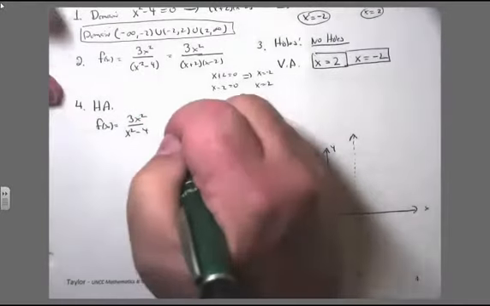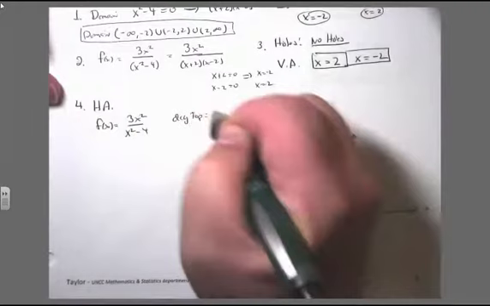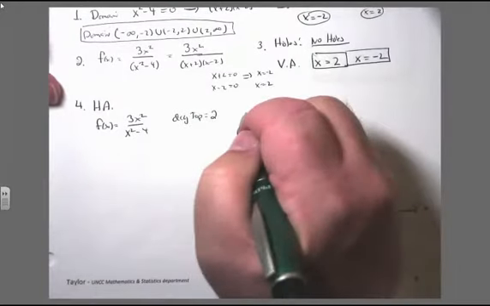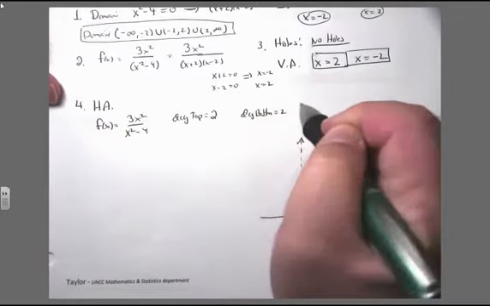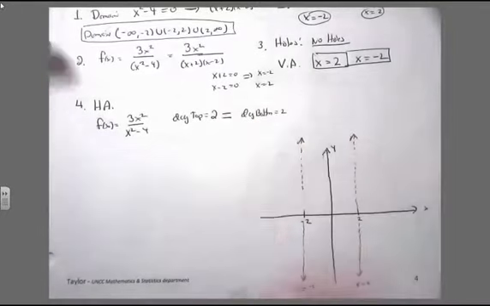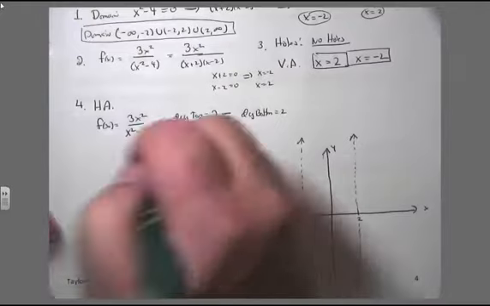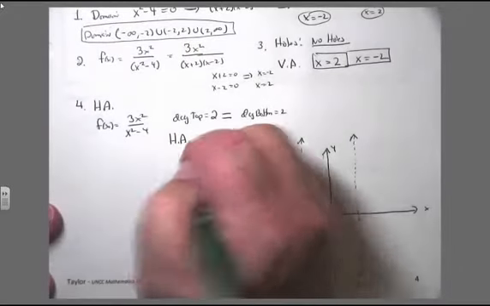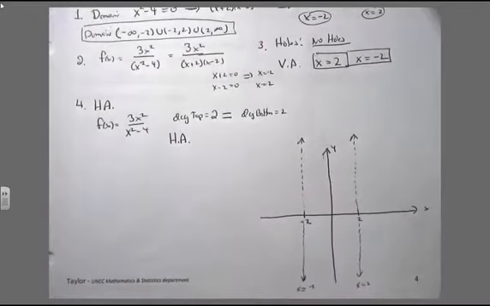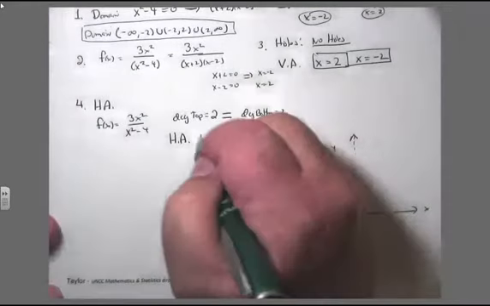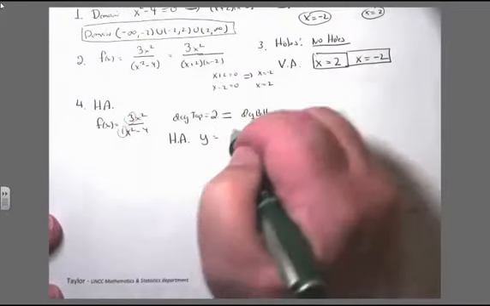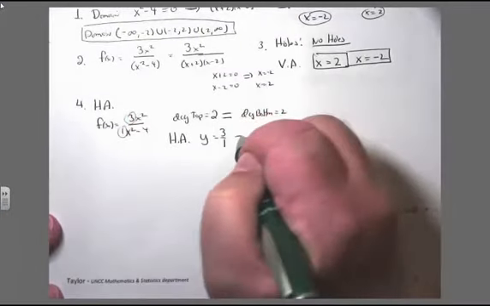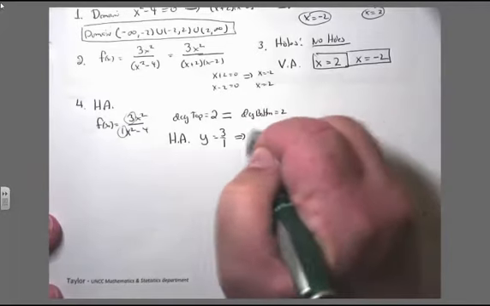What is the degree of the top? 2. What is the degree of the bottom? What do you notice? They're equal to each other. So therefore, according to the theorem that we have memorized, what is the horizontal asymptote? y is equal to what? The ratio of leading coefficients. Officially 3 divided by, understood to be 1. 3 over 1, which is y equals 3.